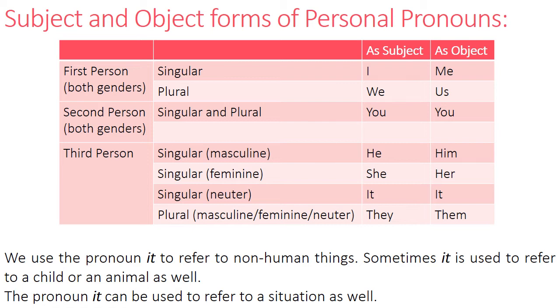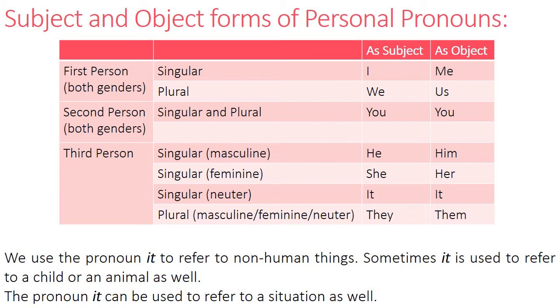Now, second person singular and plural. Both the times it is you. You are quite late. I waited for you for 2 hours. Though it is a subject or object, you remains you for second person. Now, third person singular, masculine. It is he, and as an object, it is him. He is asleep. Don't wake him up.